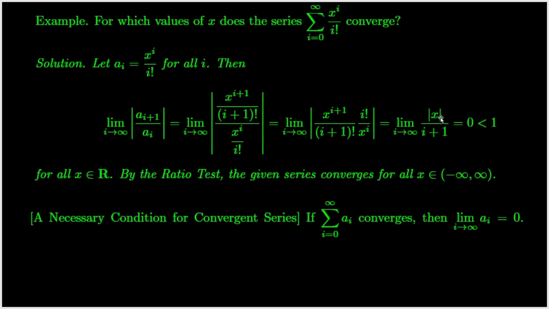Here you have to include the absolute value of x, because again you do not know whether x is positive or negative. I want you to pay attention. This limit is taken when i goes to infinity. When taking this limit, you treat x as a constant. You treat x as a number.